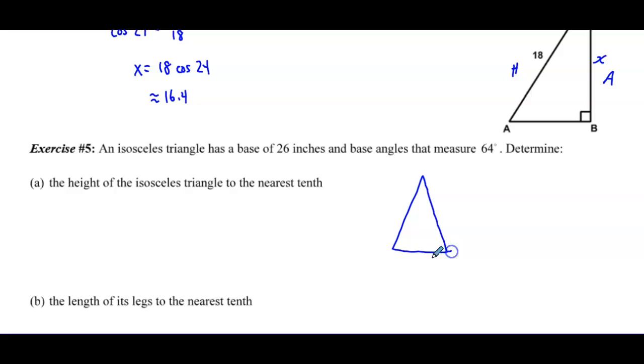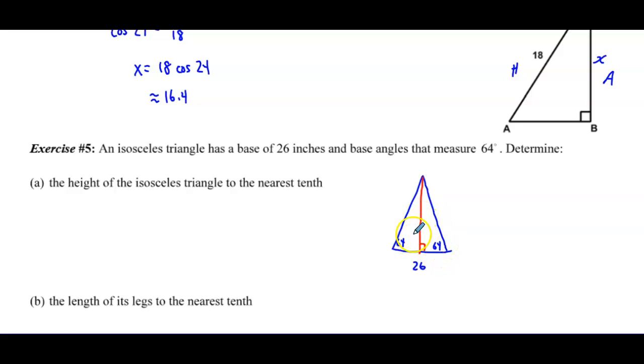Okay, and it's got a base of 26, and it's got base angles of 64. Okay, so we've got that. Now, if I were to figure out the height of this triangle, I think what I want to do is just draw that in. So we'll go straight down from the vertex. Put a little right angle there.